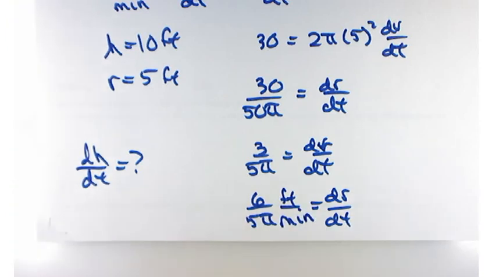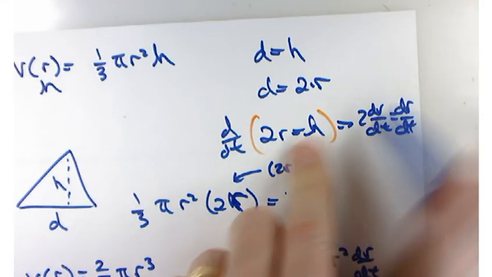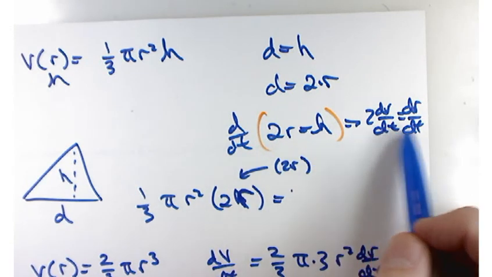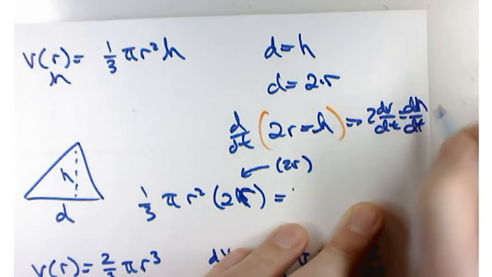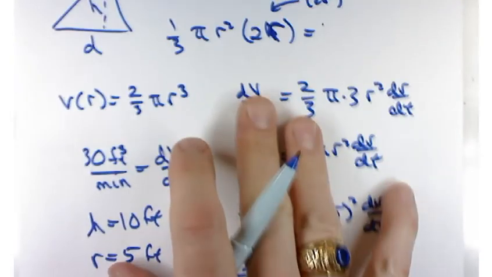Because what we ended up with was dr by dt, but the problem was asking for dh by dt, how the height is changing. So I took this little relationship up here and I differentiated with respect to time. I find out that dh by dt is twice dr by dt. So that's why I had to multiply by 2.